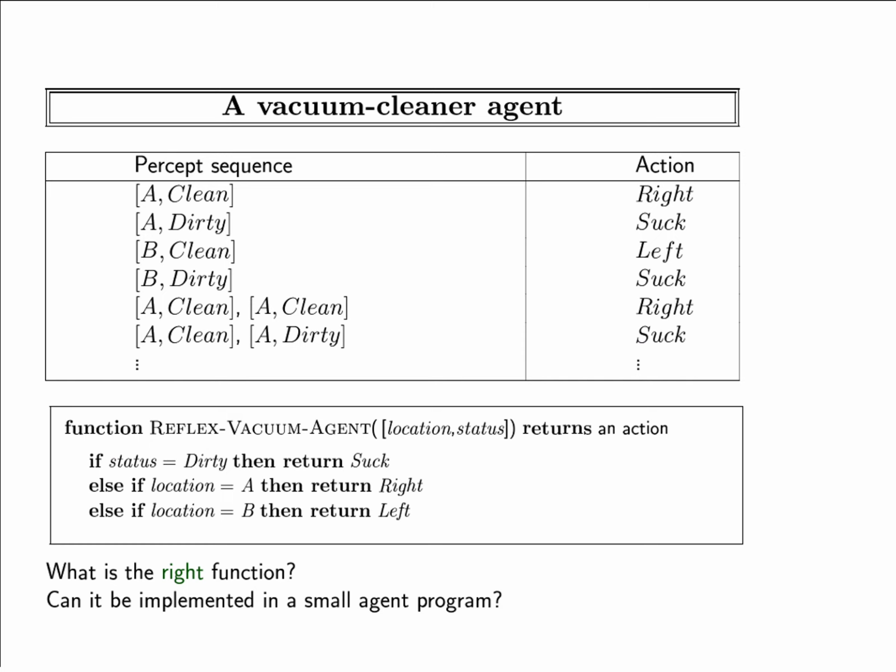In this vacuum cleaner reflex function, we define the function reflex of vacuum agent. In this, we have two parameters: location and status. If the status is dirty, the agent is supposed to suck the dirt present on the floor. Also, it has two functions. If it is dirty, then it will suck. Once it is clean, it has to switch location. If the location is A, it is supposed to turn right. If it is B, then the agent will turn left.